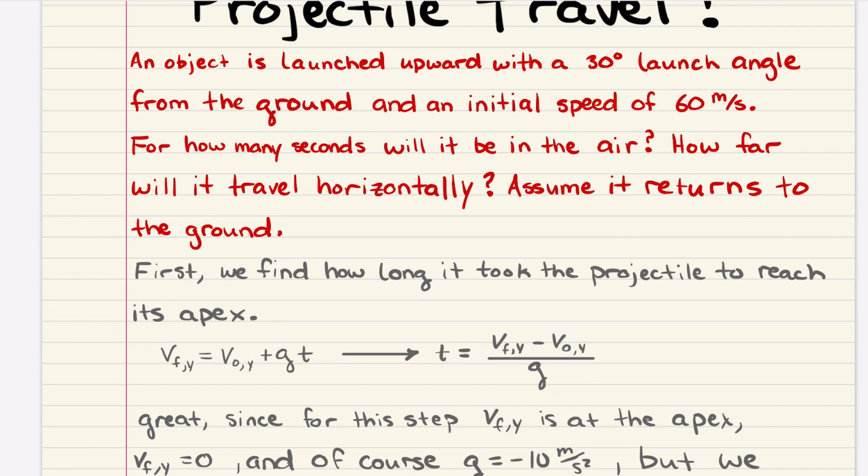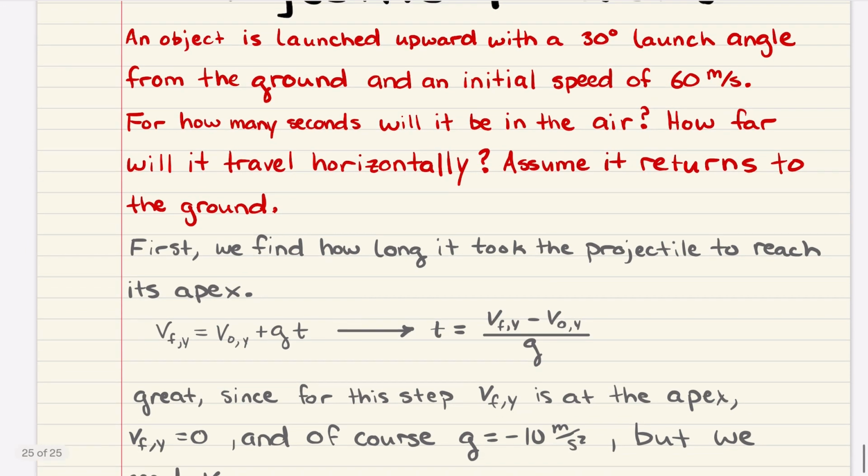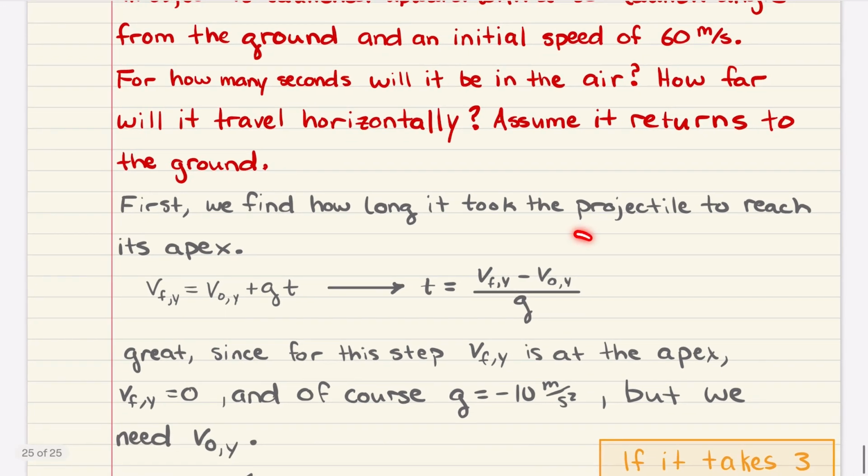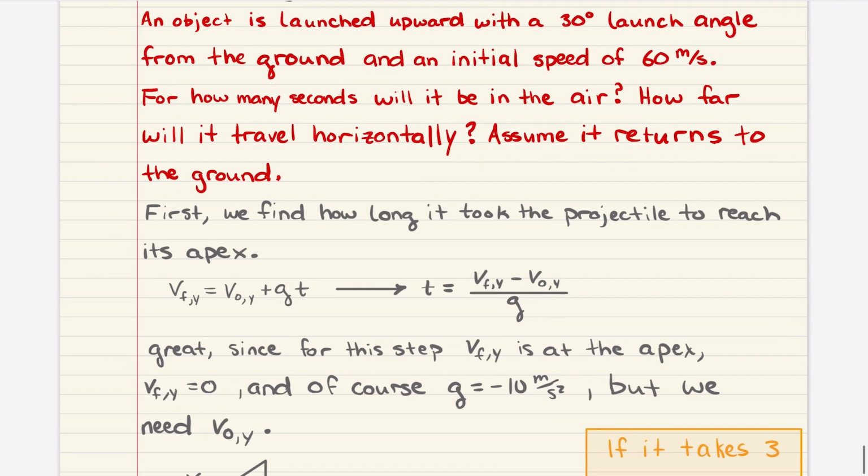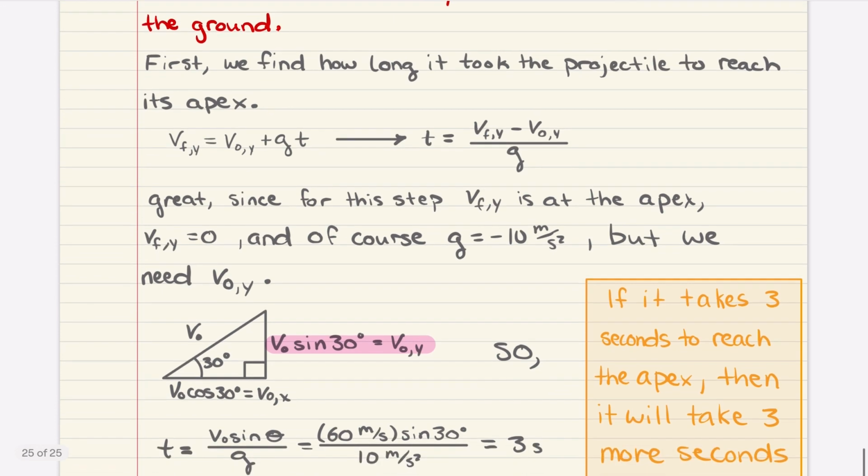And because this is just in the time frame between when the object was launched to the time that it reached its apex, I know that the final velocity is 0. I also know that G is negative 10 meters per second squared, but we need the initial velocity in the y direction. We were given the initial speed, but at a 30-degree angle with the horizontal, okay?